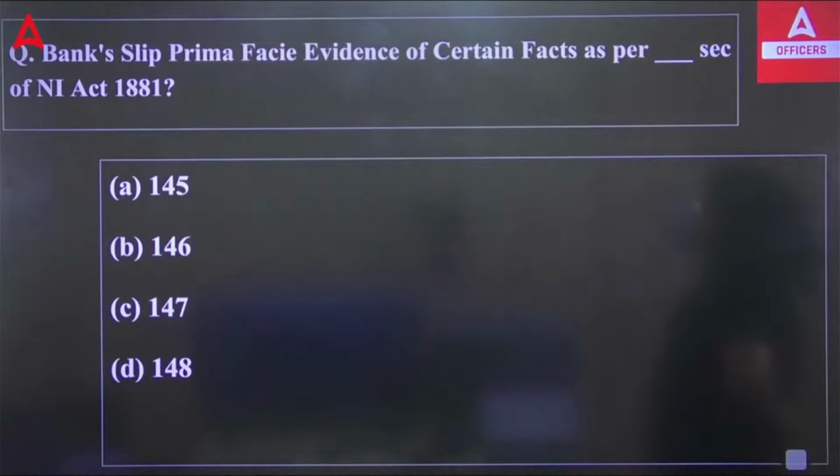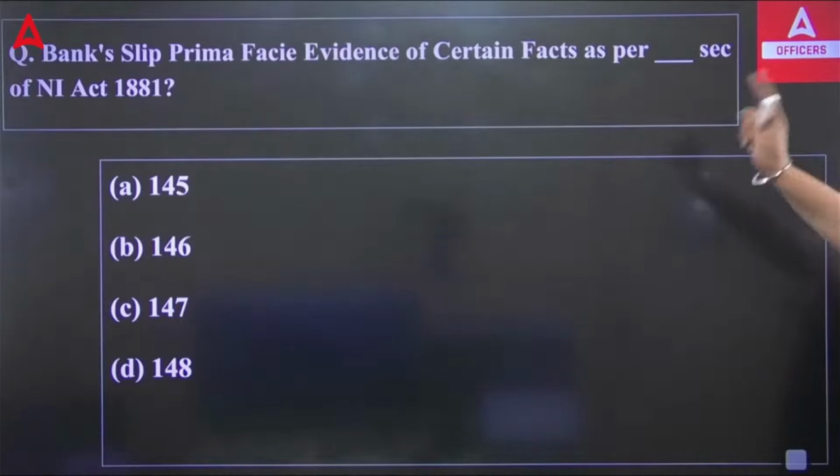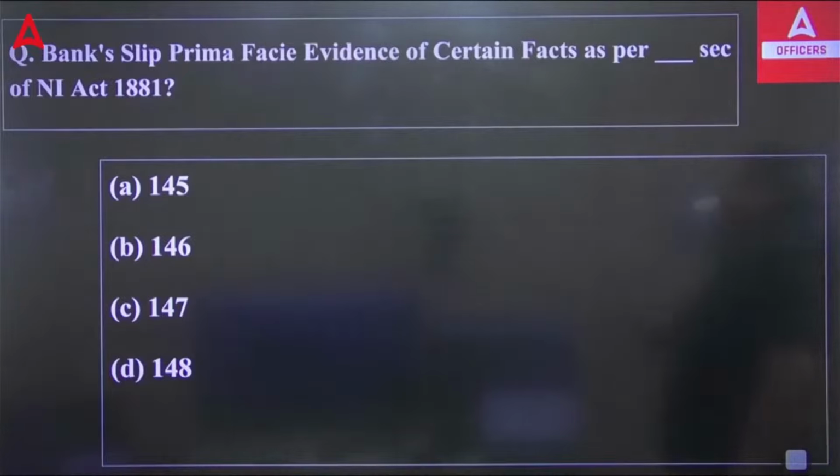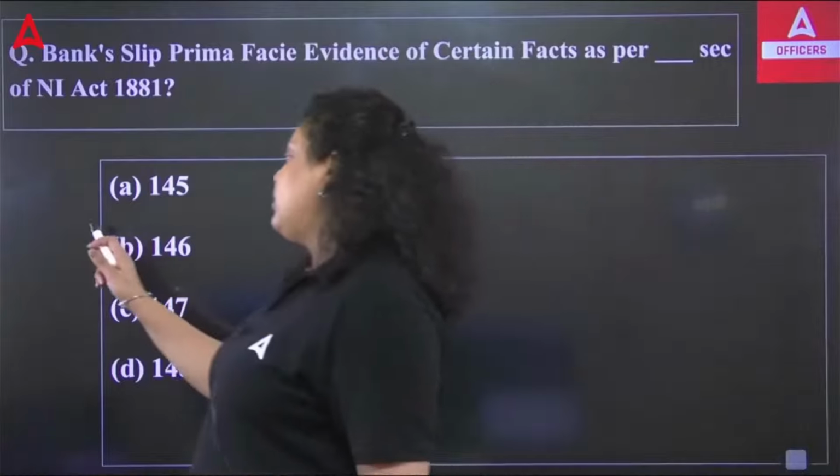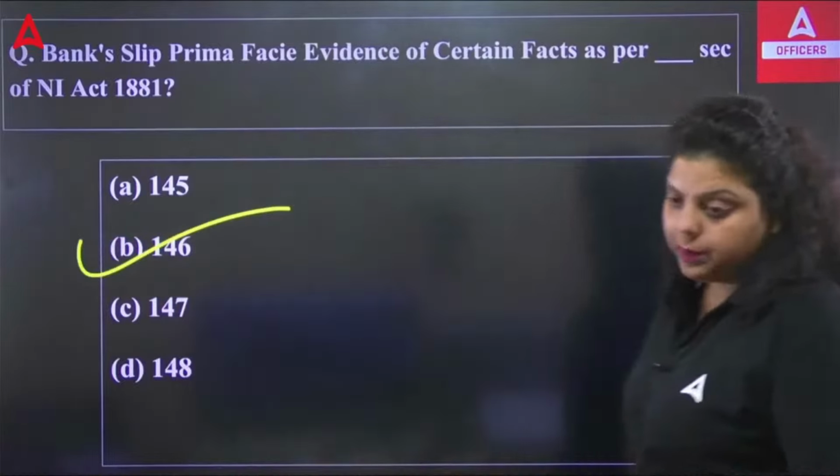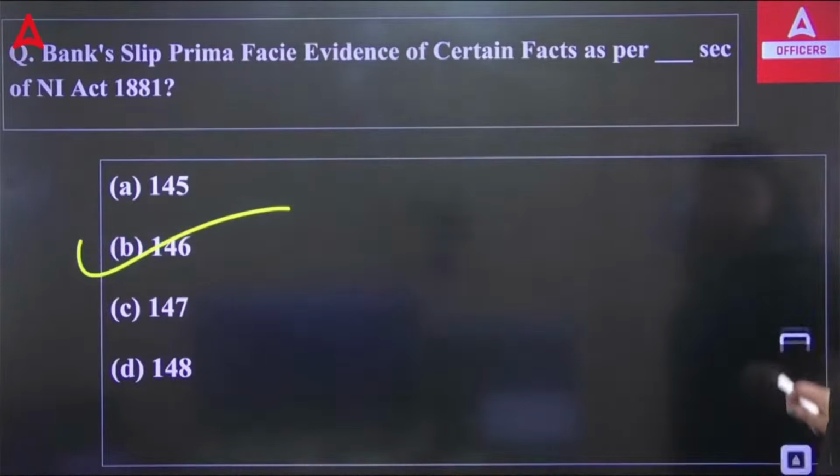So, the court shall, on production of the bank slip or memo with the official mark denoting that the check has been dishonored, presume the fact of dishonor of such check unless it is disproved. So, that means the bank slip is prima facie evidence of certain facts, and it is defined under Section 146 of the Negotiable Instruments Act 1881. So, the right answer will be option B.